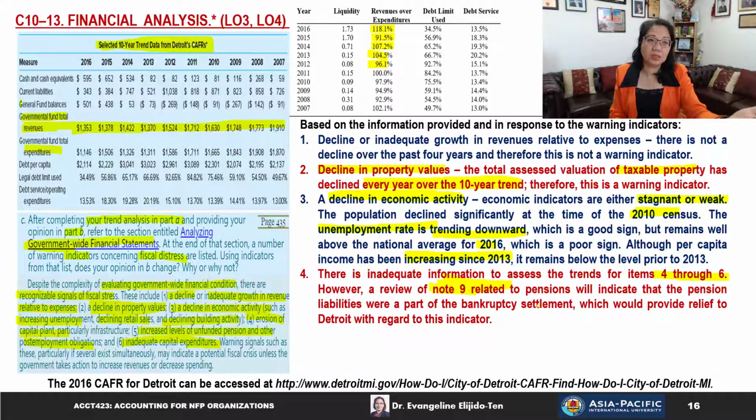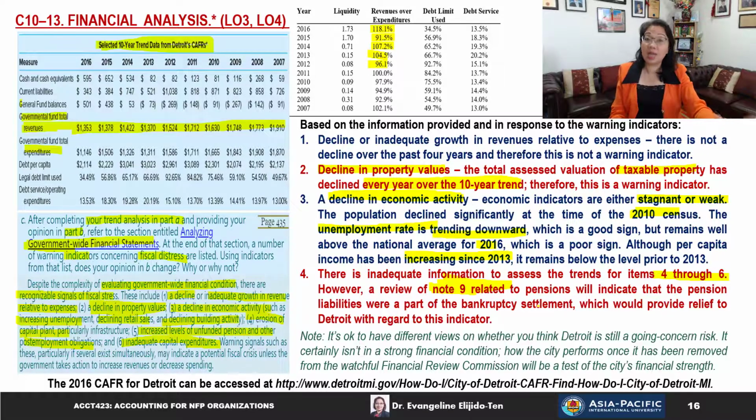If this case is given to you as a research piece, a mini case or research question, it is likely that you are going to get different answers, and it's okay to have different views on whether you think Detroit is still a going concern risk or not. It certainly isn't in a strong financial condition, even up to this stage. It is improving, yes, but it's still not in a strong financial condition.